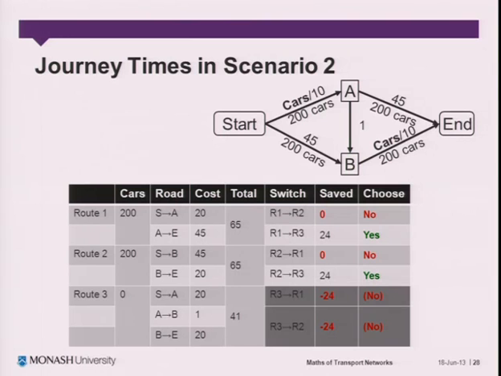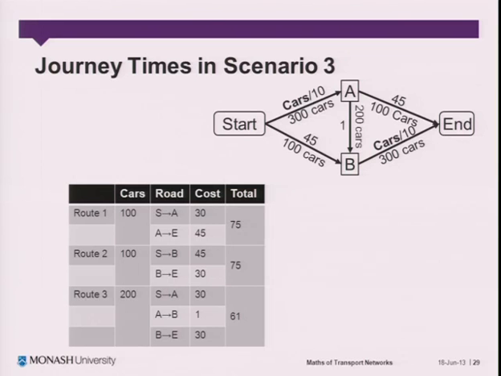So if we look at the switching now, drivers going on route 1 can switch to route 3 and save themselves 24 units of time, I beg your pardon. And from route 2 to route 3, they can also save 24 units of time. So that's, again, not a user equilibrium state. Drivers are going to want to change routes. So scenario 2 is not a user equilibrium scenario. So people are going to start using this new road, which goes from A to B.